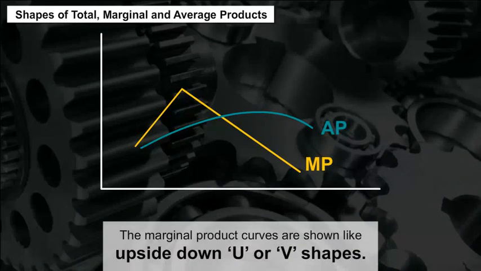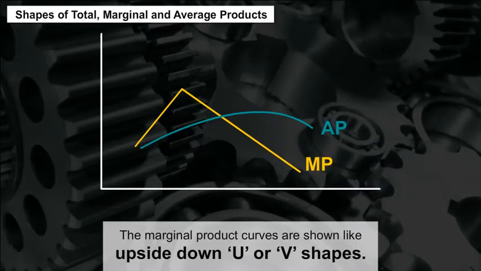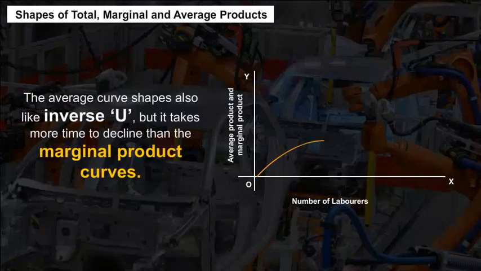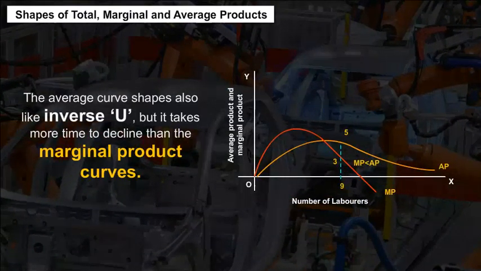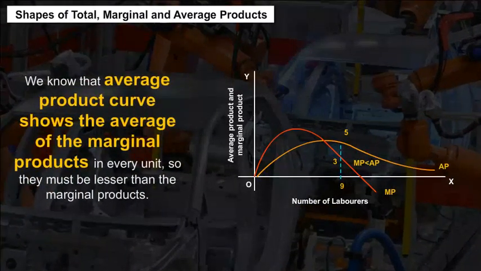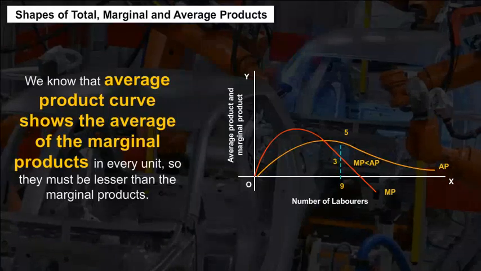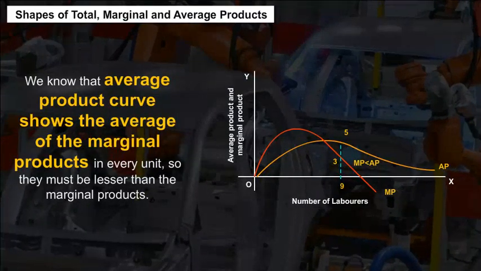The marginal product curves are shown like upside down U or V shapes. The average curve is also shaped like an inverse U, but it takes more time to decline than the marginal product curves. We know that the average product curve shows the average of the marginal products in every unit, so they must be lesser than the marginal products.